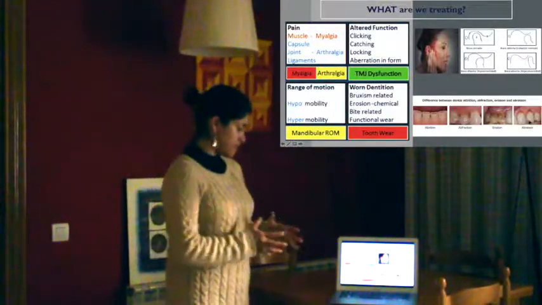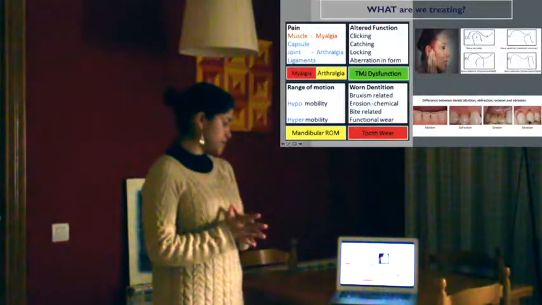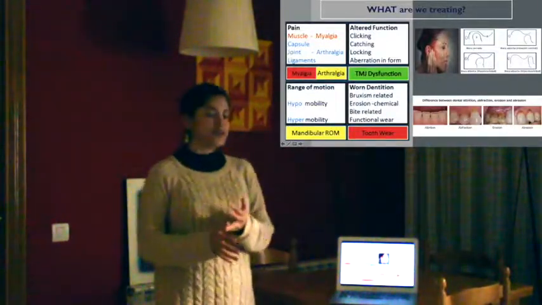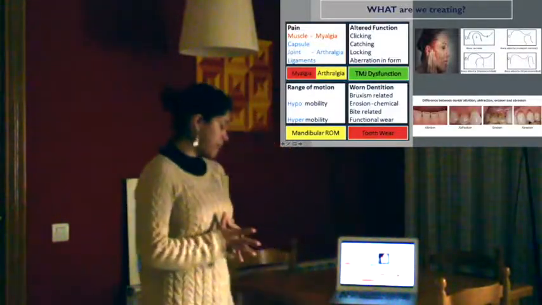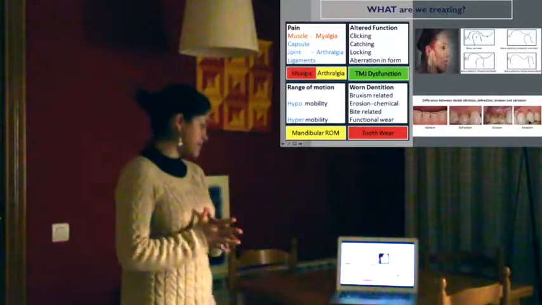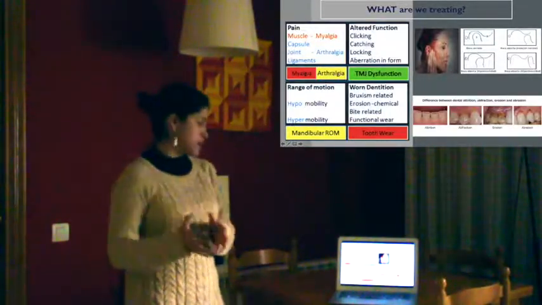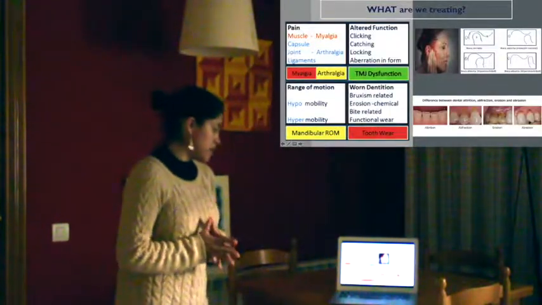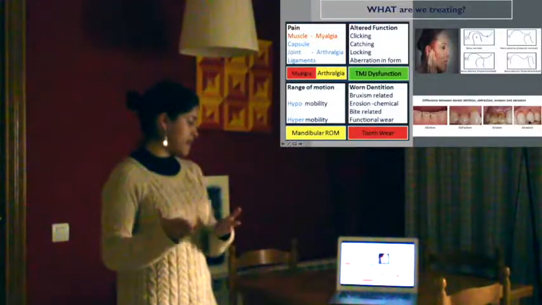We are treating pain from muscles and from the articular tissues like the joint capsule and ligaments. We are treating altered function like clicking, catching, locking, and aberration in form, which is called TMJ dysfunction. For the range of motion, we have hypermobility and hypomobility. And for worn dentition, we have to know abrasion, erosion, and attrition. Attrition is bruxism related, erosion is chemical, and abrasion is functional wear.